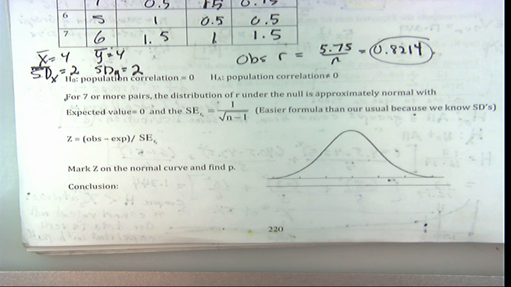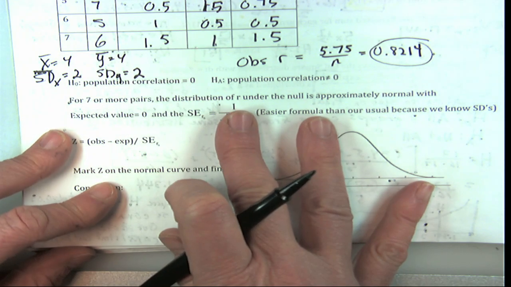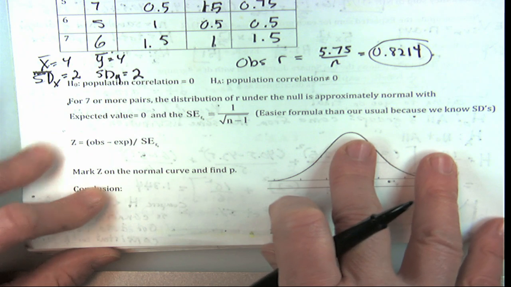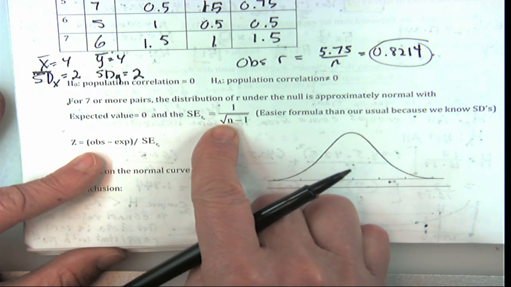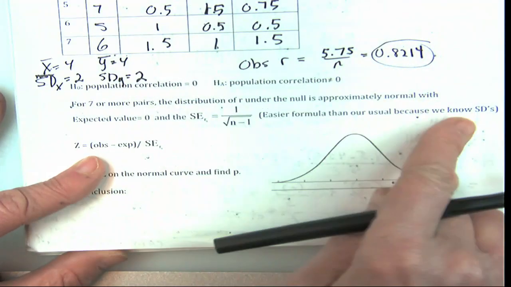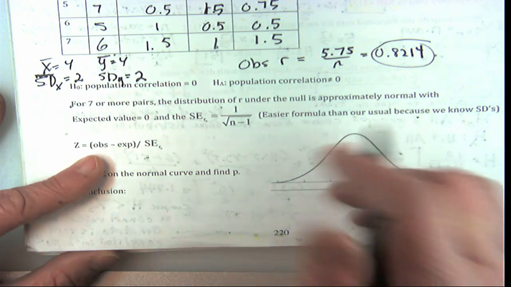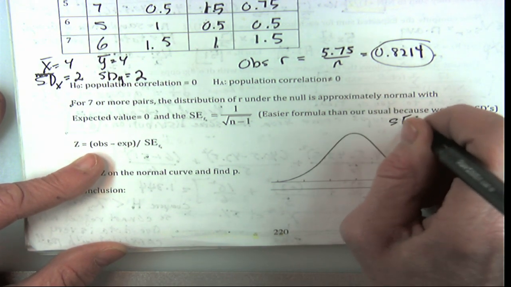Like we do for all the others, if you have a small data set, you can figure out exact probability distributions. But with a large enough data set, like 7 or more pairs, the distribution of r under the null is approximately normal. So we can just use a z-score, and a slightly simpler one because we know the standard deviations. Our usual formula was more complicated. It was what?